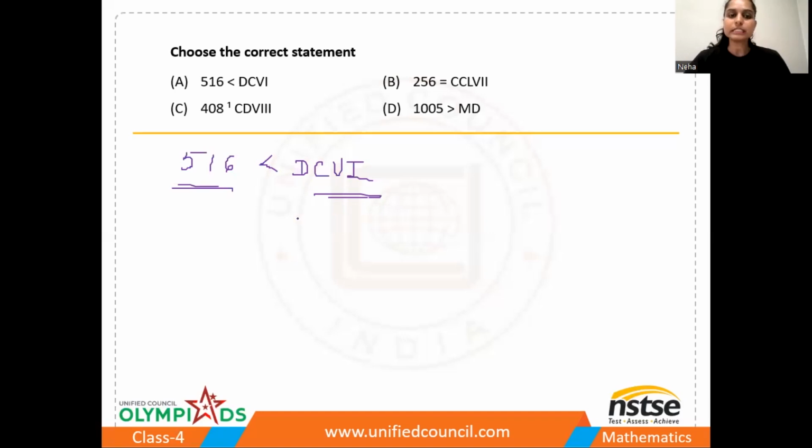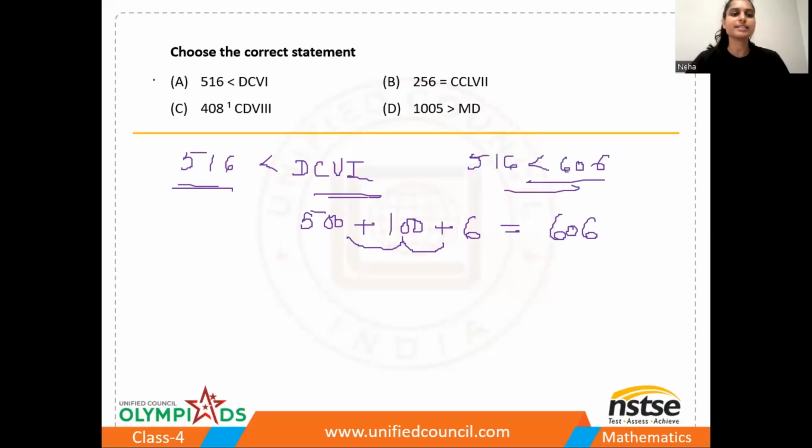So D means what? This is 500, right? Plus C is 100, and this is 5 plus 1, right? This is 6, okay? So this is 500 plus 100, it is 600, and this is 606. So the first statement is that 516 is less than 606. Yes, I can say this statement is right. Okay. So yes, this is a jackpot because only option A is right. So there is no need to check the rest of the options. Okay, but yes, we can do that.